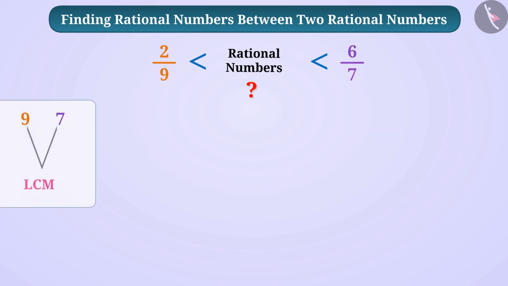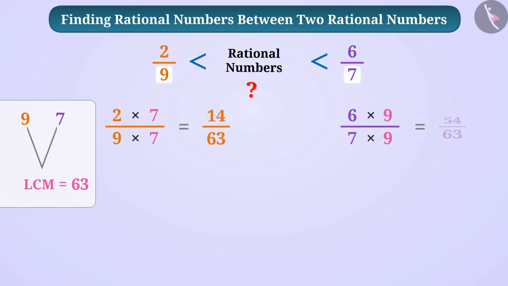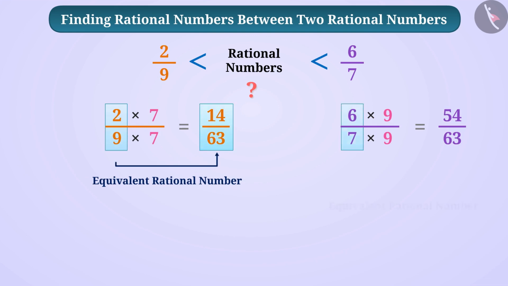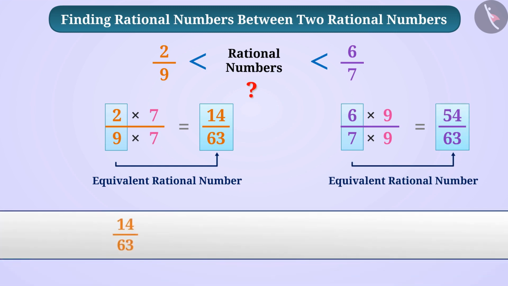Since the LCM of denominator 9 of 2 by 9 and 7 of 6 by 7 is 63, therefore, we will multiply numerator and denominator of each rational number by a suitable number to make the denominator of the rational numbers 63. With this, we get an equivalent rational number of 2 by 9 as 14 by 63 and 6 by 7 as 54 by 63. Now, the rational numbers written between are like this.